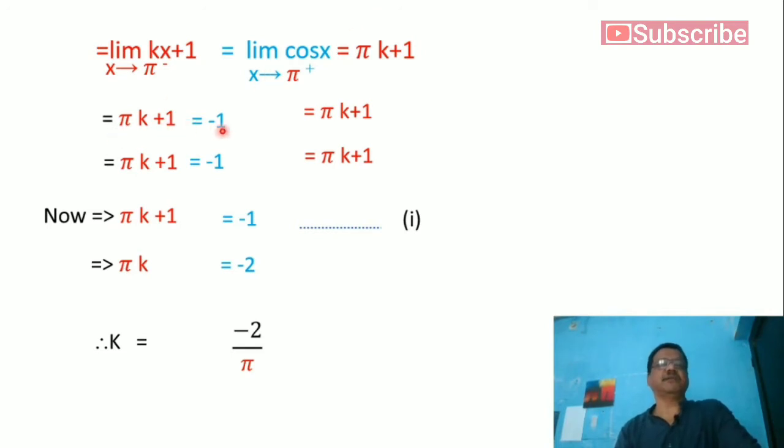Now pi k plus 1 is equal to minus 1. This is when x approaches pi, cos x gives minus 1, isn't it? Pi k plus 1, pi k plus 1. So pi k plus 1 is equal to minus 1 is the equation. This is our required equation, isn't it? From which we can get k as minus 2 by pi. I think you understood. So I told you that the question is simple but important, right?